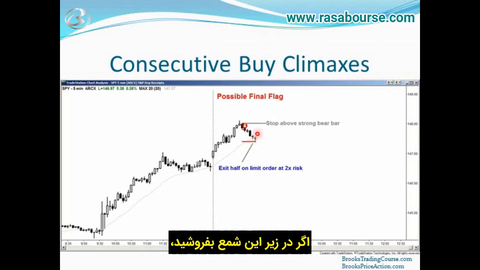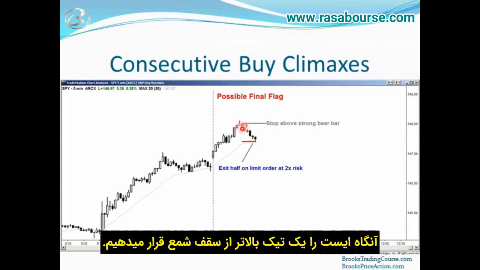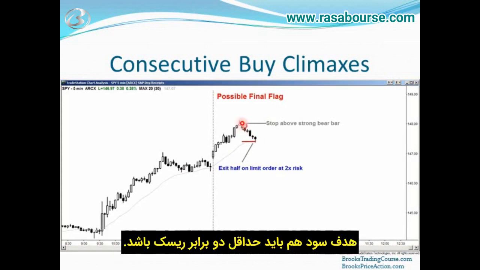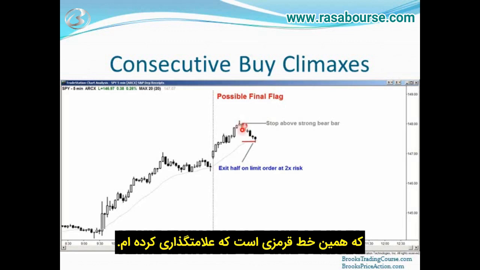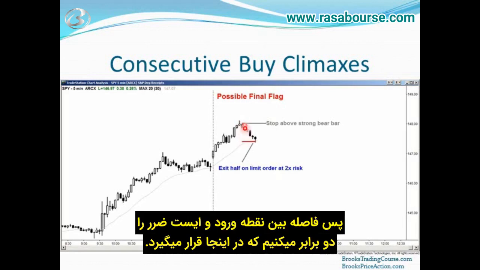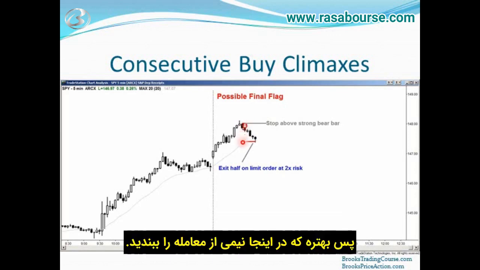If you take that short below that bear bar, your stop is 1 tick above the high of the bar. You want a minimum target at 2 times the risk, and that's this red line here. So from the entry price to the stop, 1 tick above the bar, twice that distance is here, so you might take half off here, especially since it's at the moving average.